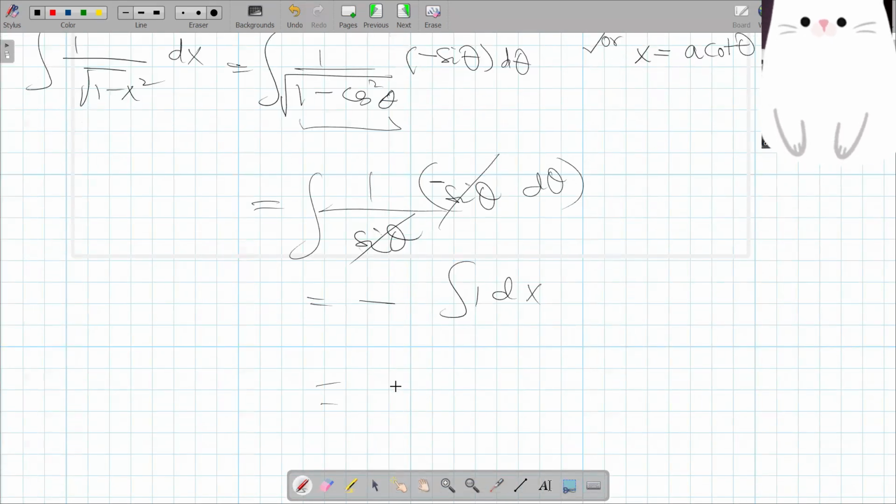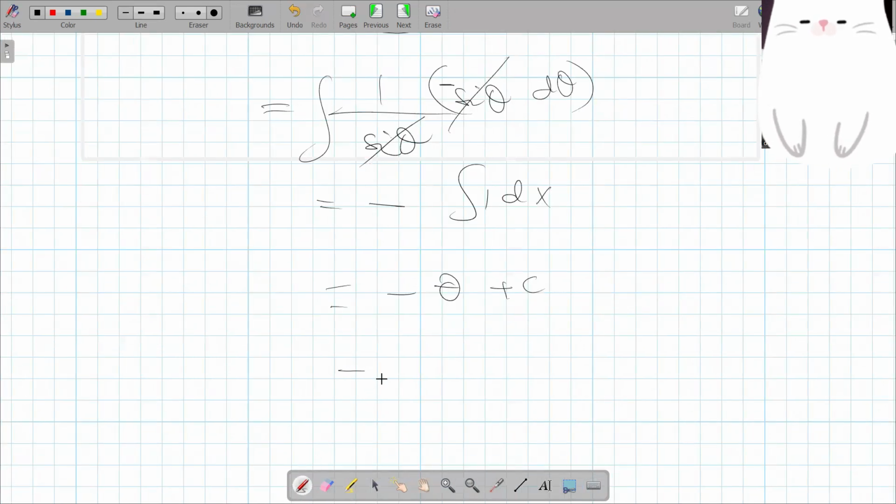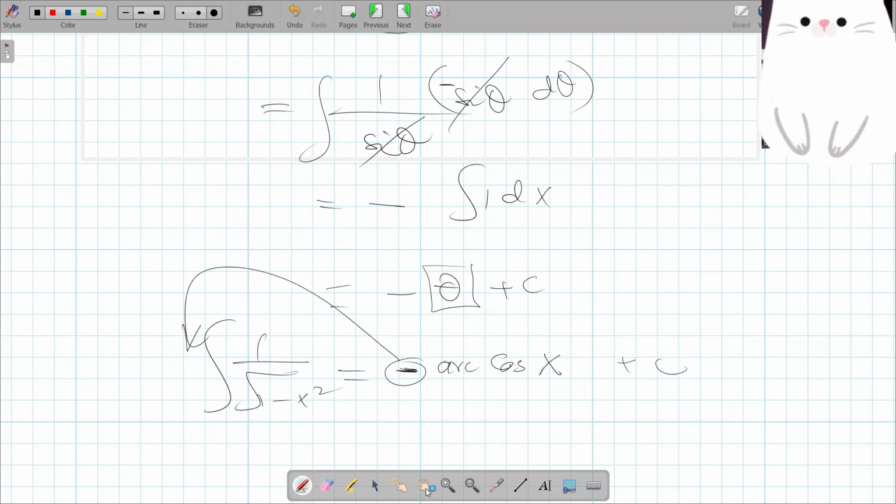The antiderivative of 1 is theta plus c. So this is equal to negative of theta, which from the substitution is cos inverse x. This is equal to the integral of 1 over the square root of 1 minus x square. So take this negative sign to the other side, and this is proved.